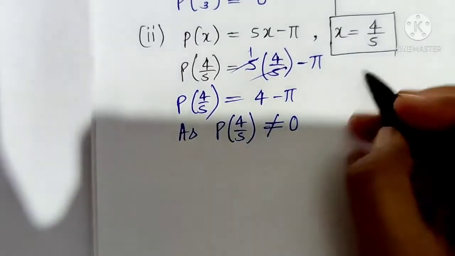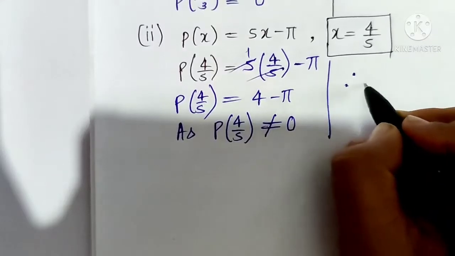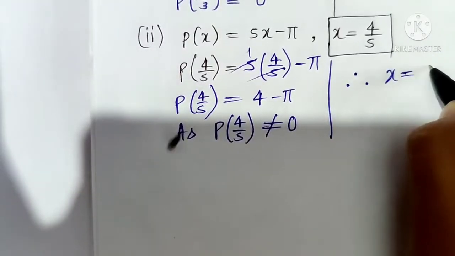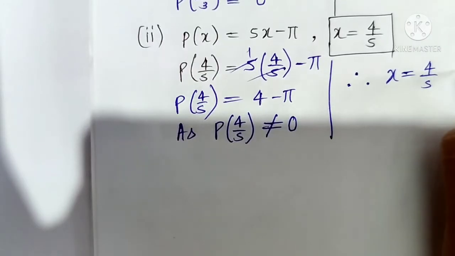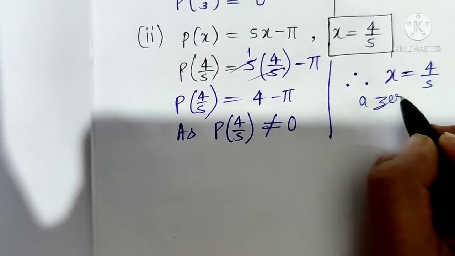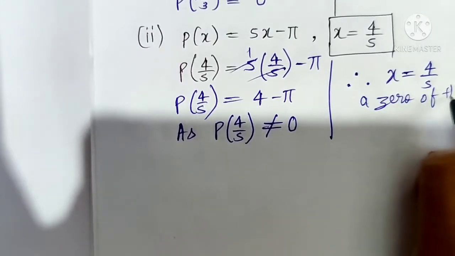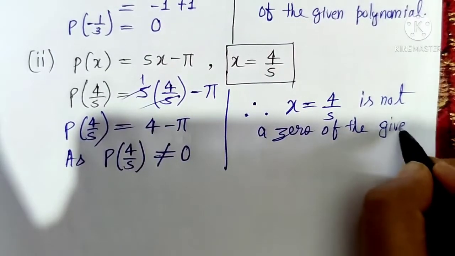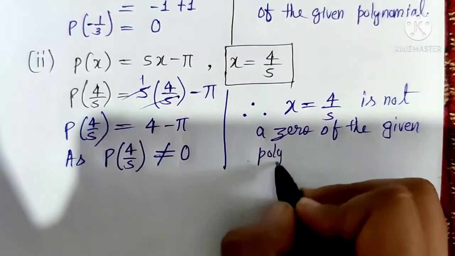So we can say here that the p value at 4 upon 5 is not equal to 0. Therefore, what we can say? Therefore x equals 4 upon 5, or you can say p(4 upon 5), is not a zero of the given polynomial.